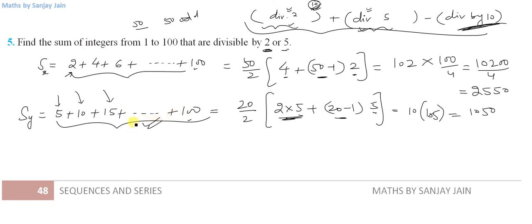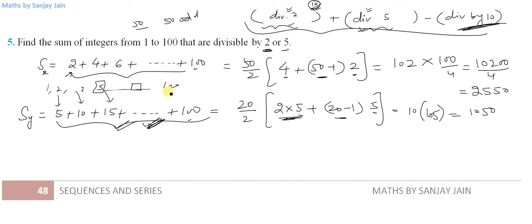Okay. How did I find that these numbers are 20? Number of terms in this series is 20, because when you have 1, 2, 3 and up to 100, at every fifth step I am writing a number. Every fifth step. How many fifth steps will be there? 20 such steps will be there. That is how I found this number of terms 20.